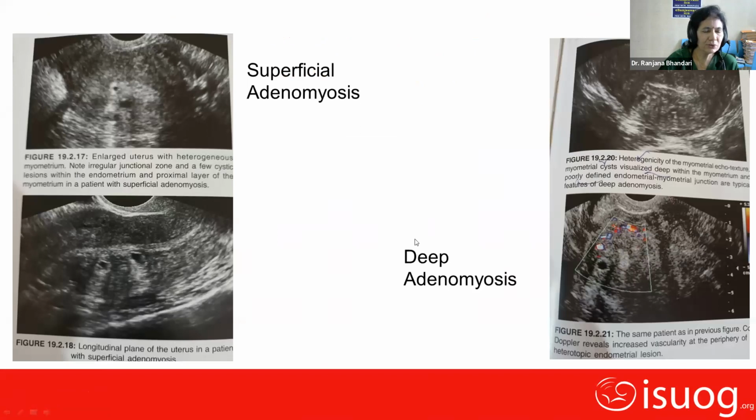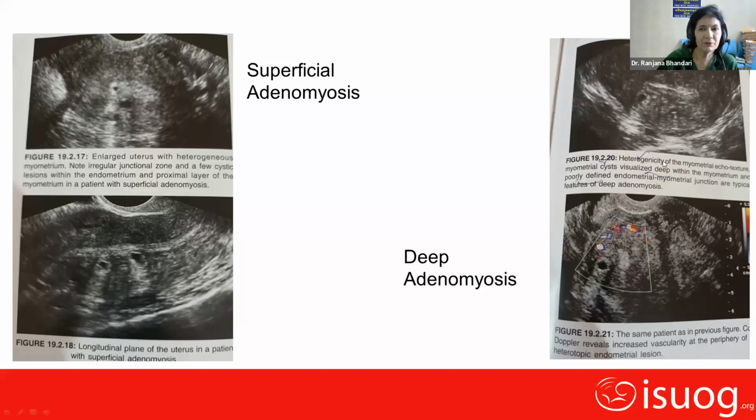So now I'll show you some more examples. This is superficial adenomyosis. See, this is the endometrium, and the myometrial cyst is just near the endometrium. So this is the superficial type of adenomyosis. This one is also superficial adenomyosis. You are seeing the endometrial cavity and the myometrial cyst just near the endometrium, and causing enhancement. As I told, this is the enhancement.